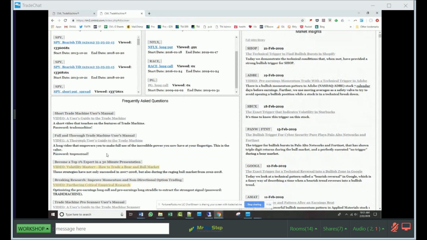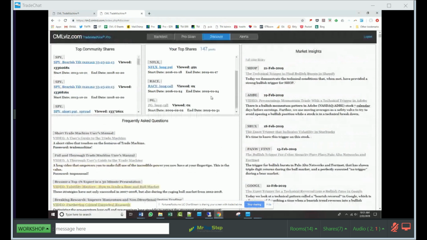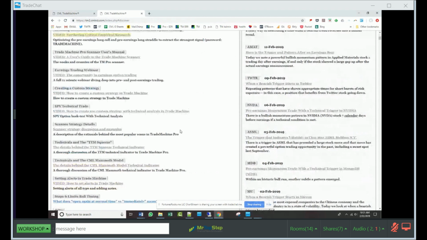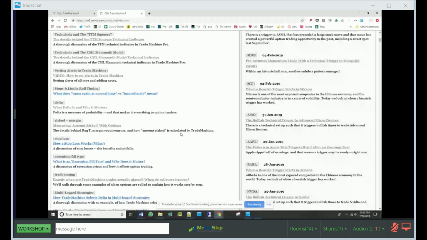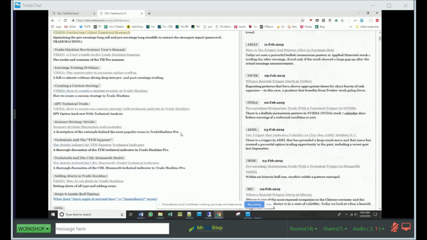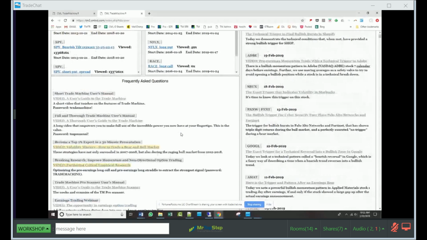But this is where it is, the Discover tab. Almost every question you have about the software is going to be answered here. You just got to look. Honestly, how do you calculate edge? Or what does Reg T do to me if I'm short a put? Everything from trading to questions about margin, it's all here.